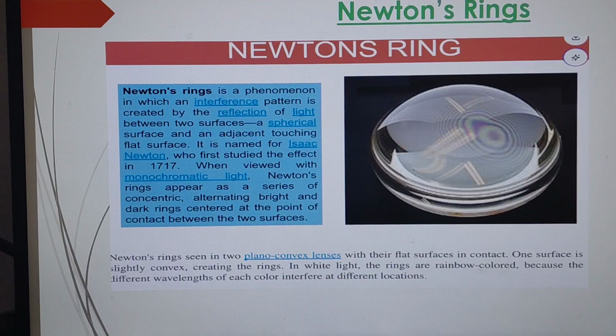So what are Newton's rings? How are Newton's rings related to the interference phenomena? Based on the conditions of constructive and destructive interference, the formation of Newton's rings will happen. The Newton's rings appear by using a plano-convex lens.